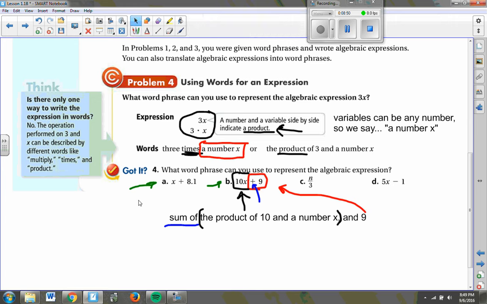So what I'd like you to do is look at letter A. Look at letter C. And look at letter D. So do these 3 right now. Make sure you write down this example, this answer here, because I'm going to take this away to give myself some room to work on these when we're done. So get this written down for letter B. 10x plus 9 is sum of the product of 10 and a number x and 9. And then work on A, C, and D. Then when you're finished with those 3, come on back and I'll show you what we should get.